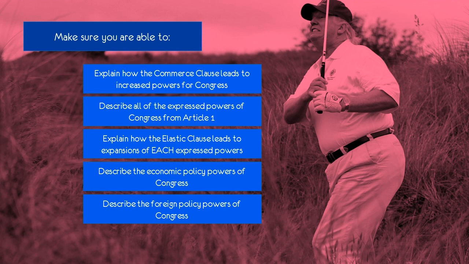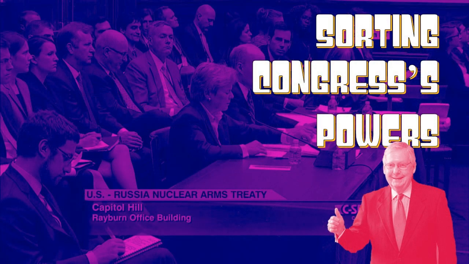Need to make sure that you are able to describe all of the express powers of Congress in Article 1. Need to make sure that you can explain the necessary and proper clause, or the elastic clause, and make sure that you can explain how that expands each one of Congress's express powers. So for every express power, we should be able to look at it. We should be able to think about what other powers that suggests that Congress has. And as we group these things, I needed you to make sure that you'd be able to describe economic powers of Congress and make sure that you'd be able to describe foreign policy powers of Congress.